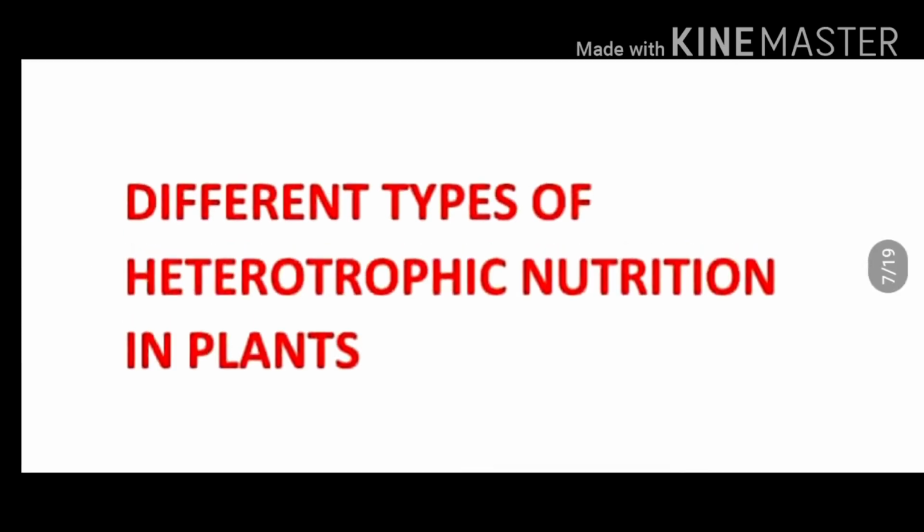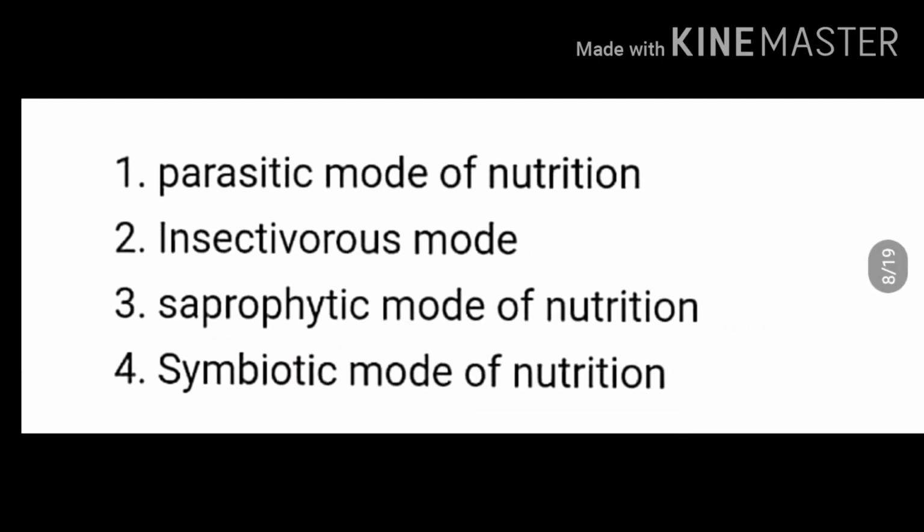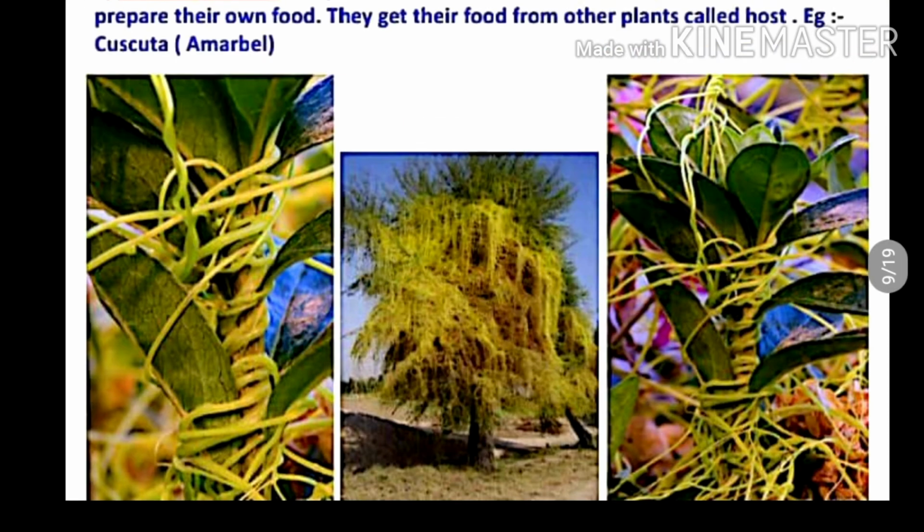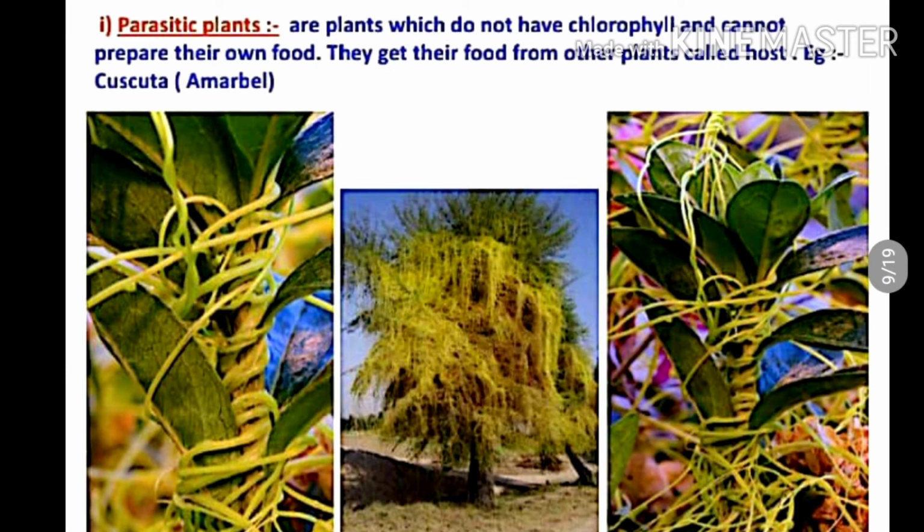There are different types of heterotrophic nutrition in plants. They are the parasitic mode of nutrition, insectivorous mode of nutrition, saprophytic mode of nutrition and symbiotic mode of nutrition. Further we are going to study them one by one. So let's get started. First is parasitic plants.